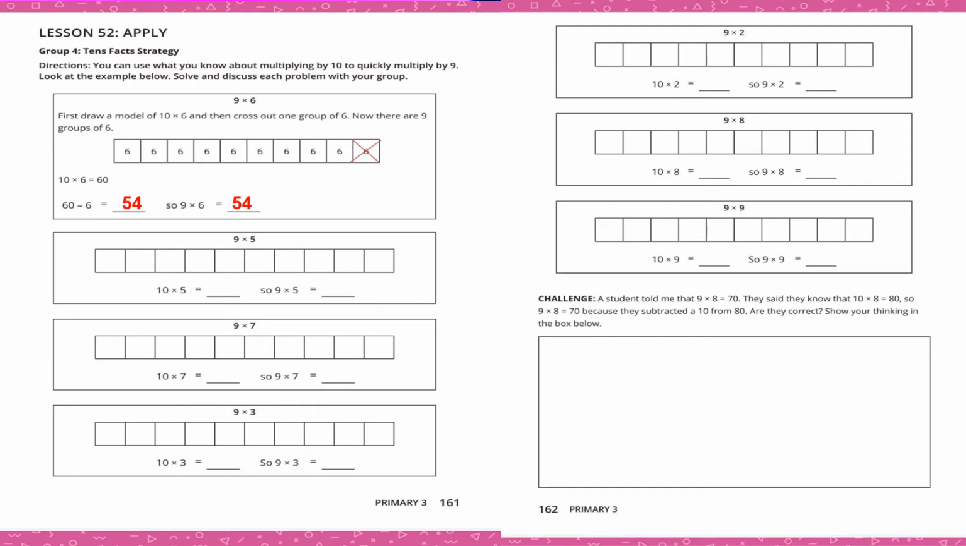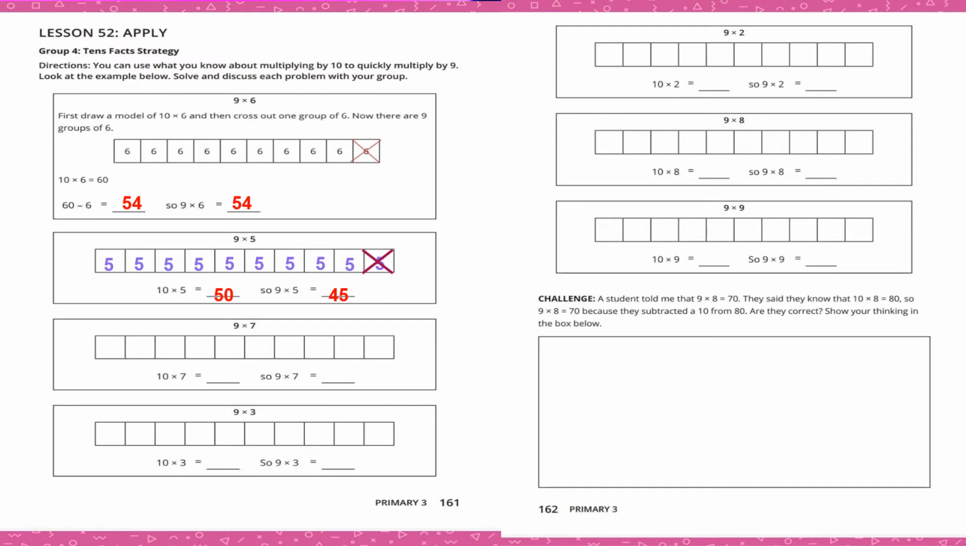Here we will get 10 times 5 equals 50. And here 5 repeated 10 times. And cancel 1 five, or take away 1 five. It means 50 minus 5 equals 45.